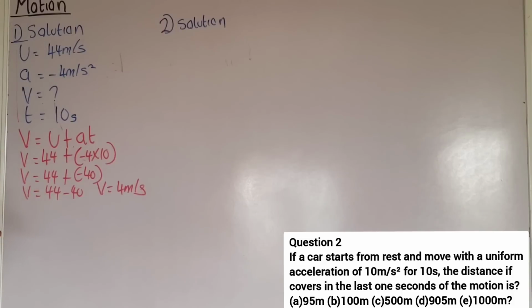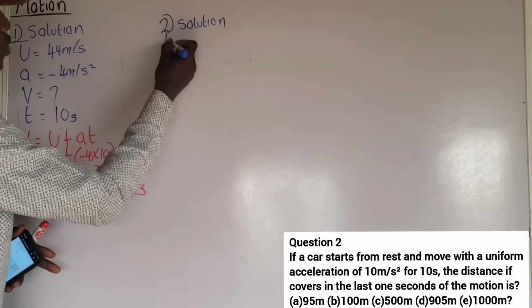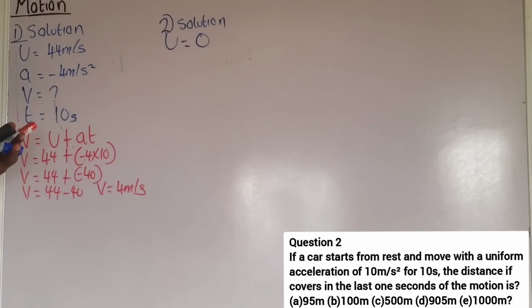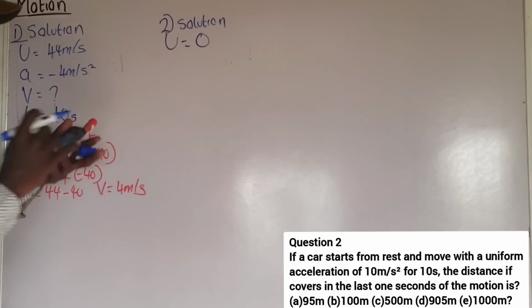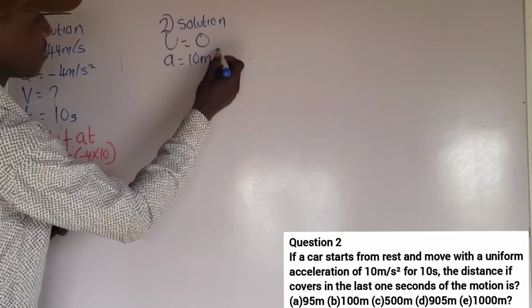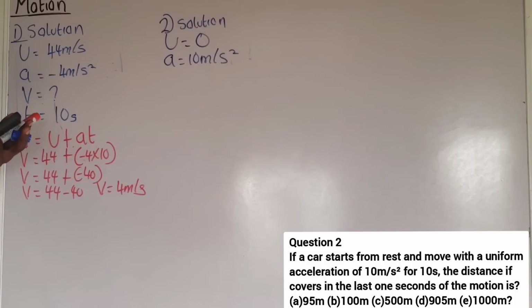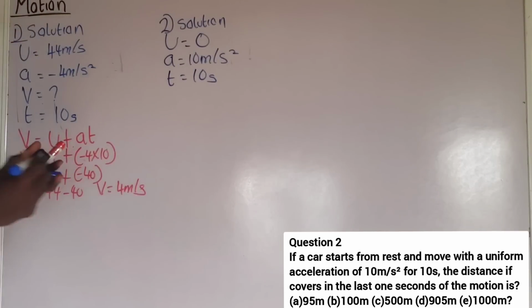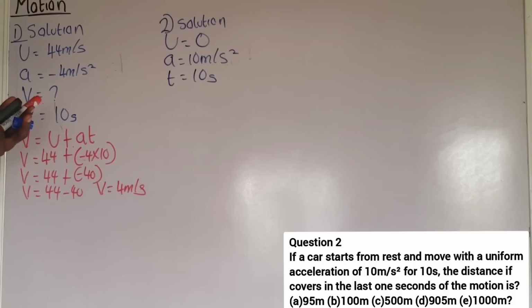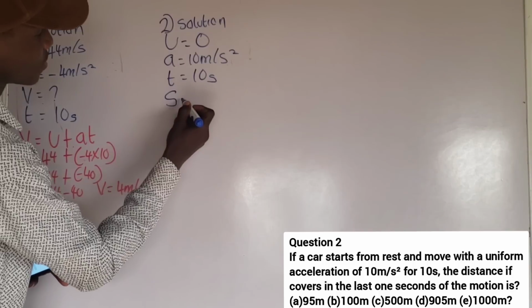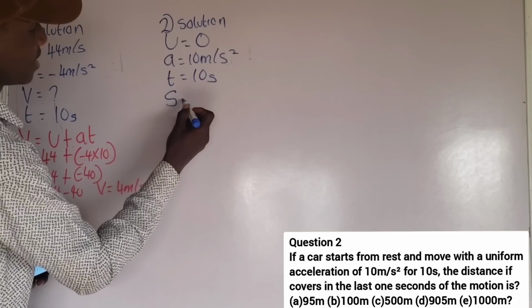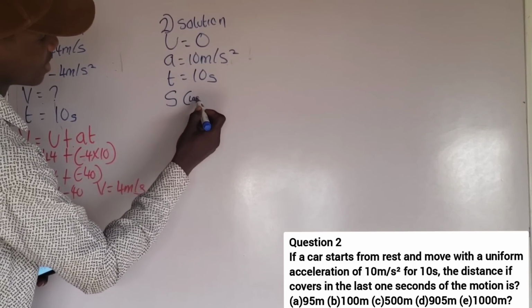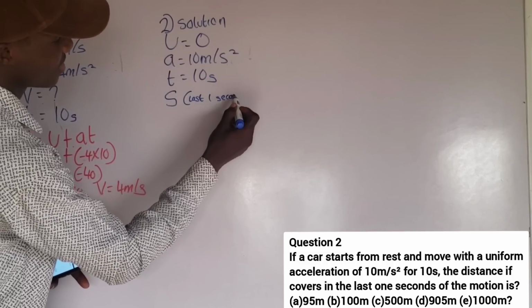So when the car starts from rest, that means that the initial velocity is what? 0. So u equals 0. And the acceleration that we are given in the question is what? 10 meters per second squared. So a equals 10 meters per second squared. For 10 seconds, so t equals 10 seconds. Now, we are asked to find the distance covered in the last 1 second of its motion. So S in the last 1 second.